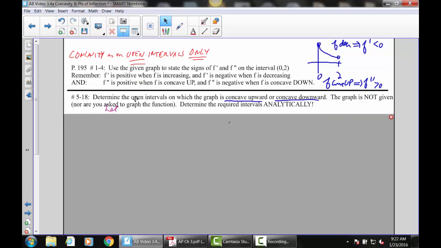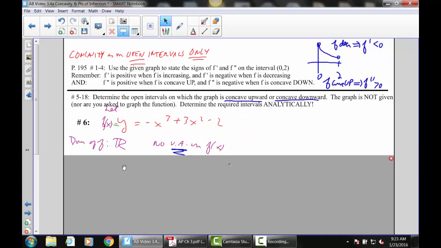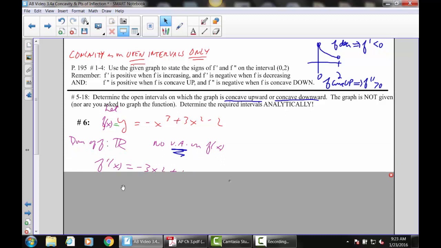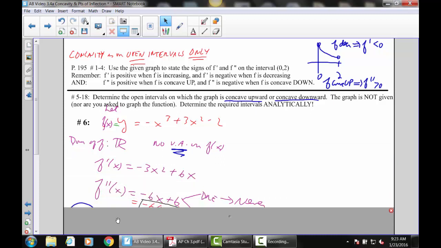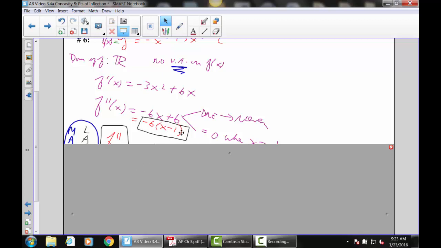Now, in 5 through 18, as we said, they're going to ask you for the open intervals on which the graph is concave up or concave down. In this case, the graph is not given, and you are not asked to graph the function. Do not start graphing. Determine the required intervals analytically. So let f of x equal this. The domain is all real numbers, there's no vertical asymptotes because it's a polynomial function. There's the first derivative, there's the second derivative. I'm going to factor it. You don't have to, but it'll make it easier for the pick and plug.